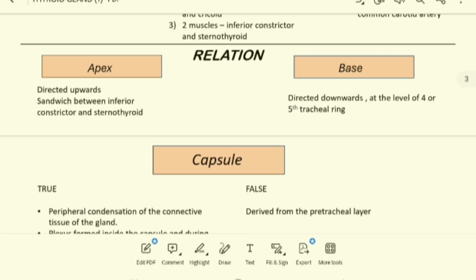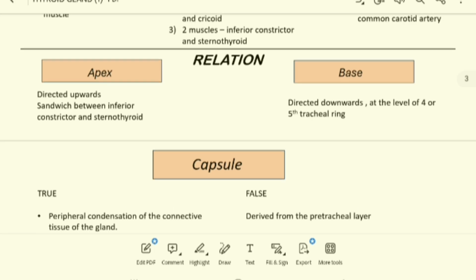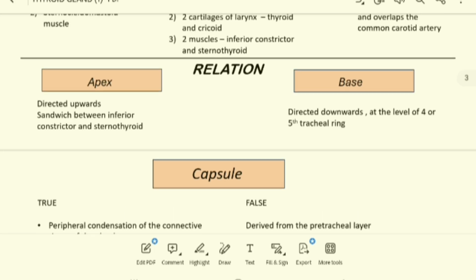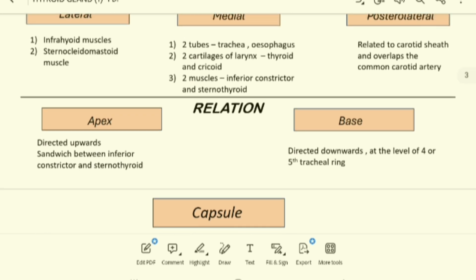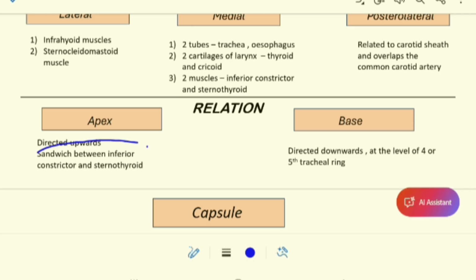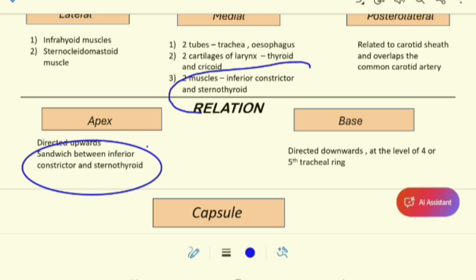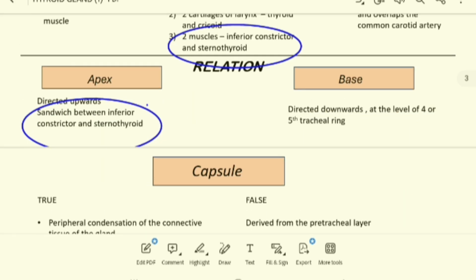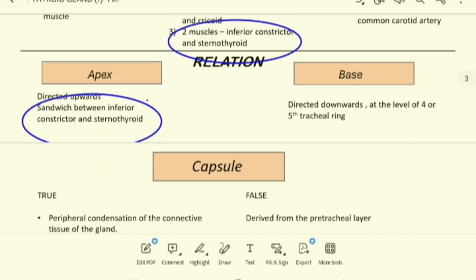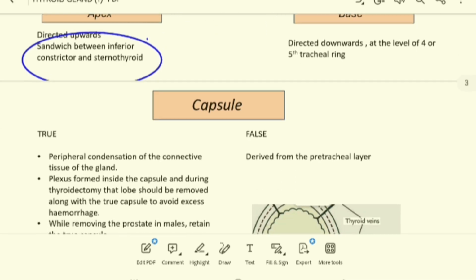Coming to the relations, we have apex and base. As I told you initially, apex is directed upwards. It is sandwiched between inferior constrictor and sternothyroid. How will you remember that? I'll help you correlate here. This here and this here is same. So please remember like that. Now coming to the base, it is directed downwards at the level of 4th or 5th tracheal ring.